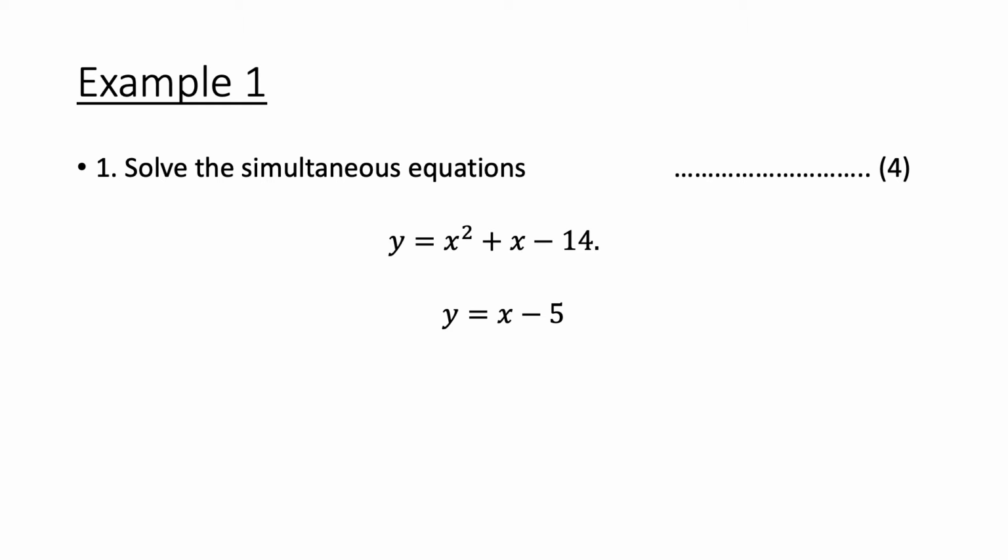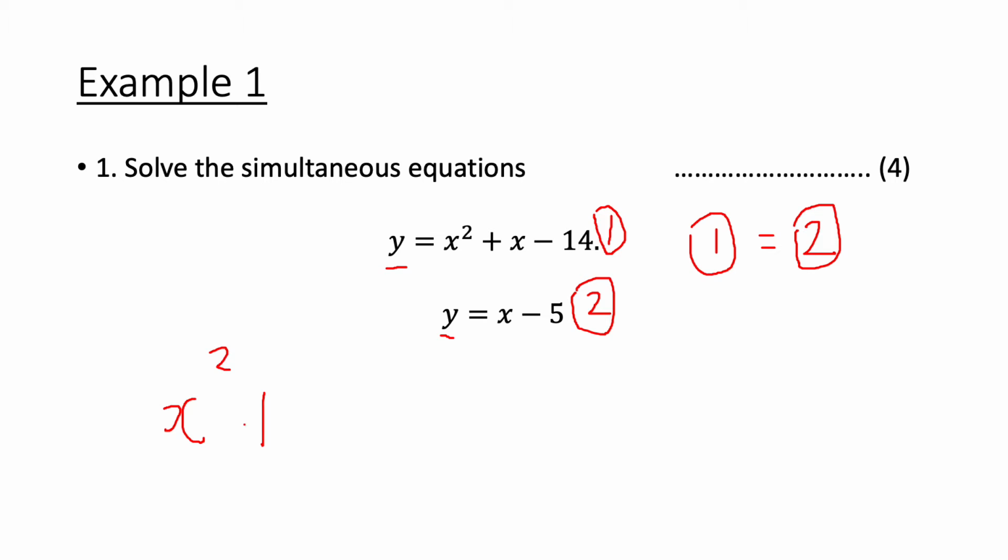So example 1, solve the simultaneous equations, and it's a 4-mark question. y equals x squared plus x subtract 14 and y equals x minus 5. I'm going to label these equation 1 and equation 2. Both equations have y equals, so I can set them equal to each other and solve. So equation 1 equals equation 2: x squared plus x subtract 14 is equal to x minus 5.